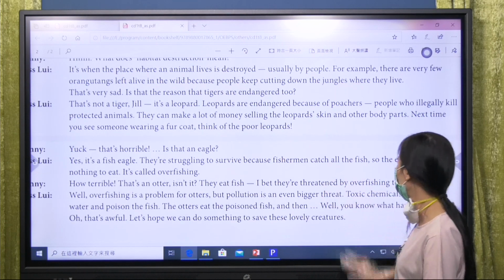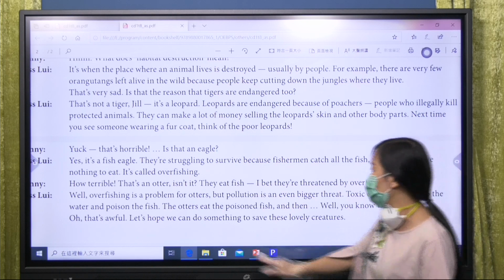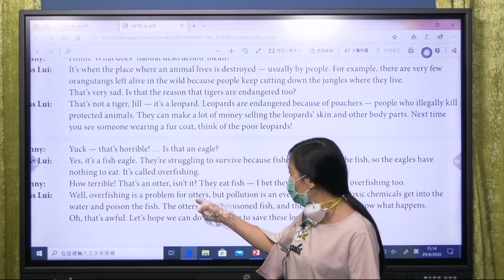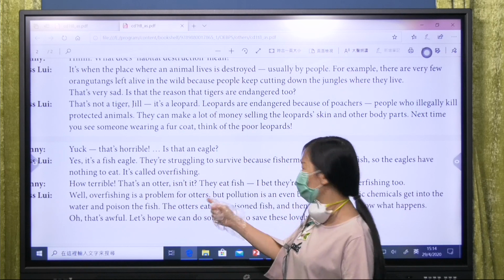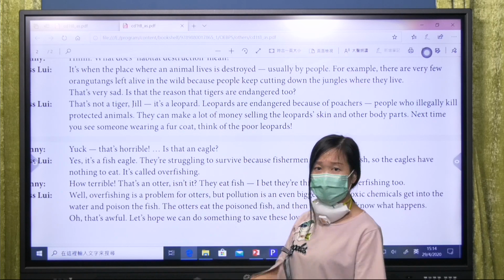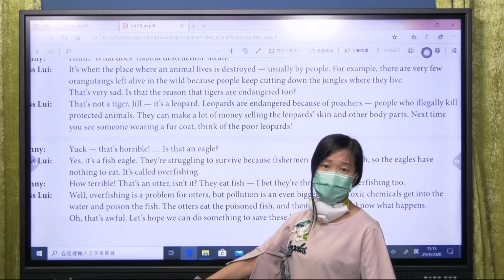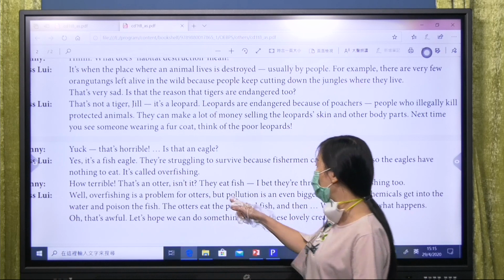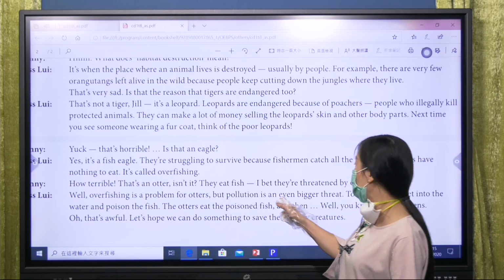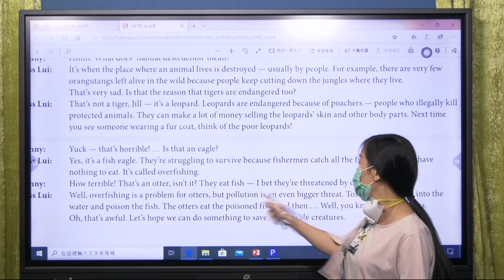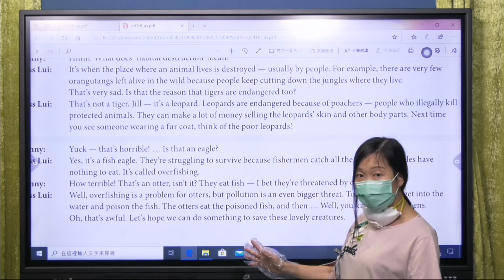And then we have another animal, the otters. What happened to the otters? Of course, the problem with the sea. Also, not many fish left, but the main problem is that pollution is an even bigger threat. Pollution. So 1, 2, 3, 4. Did you get that?